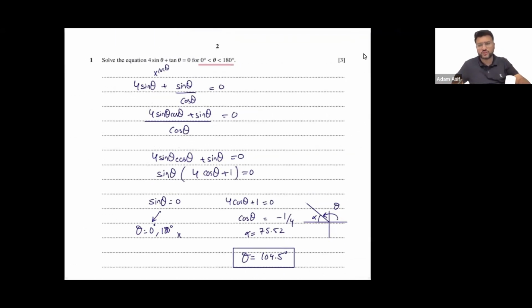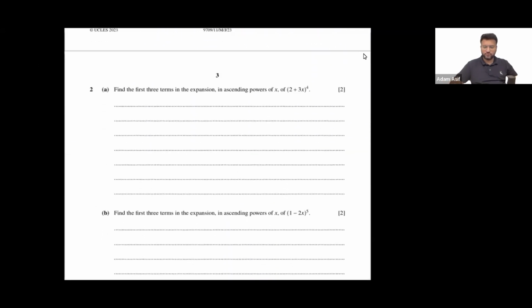This is the working for question number 1. Please let me know on the chat group if you have any questions. Try solving these questions, this paper, with me in the class. Okay, this was the easy one. Moving on to question number 2.